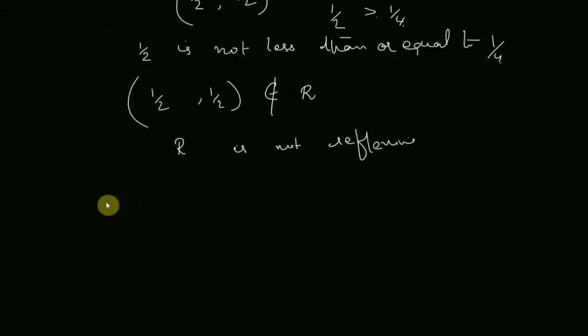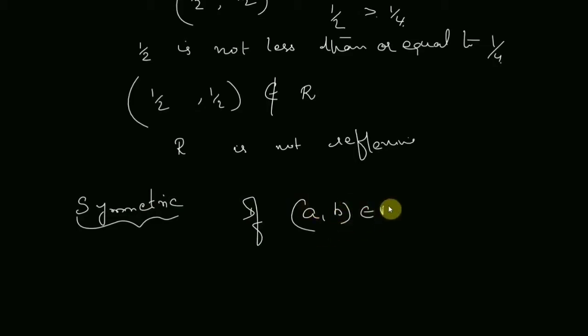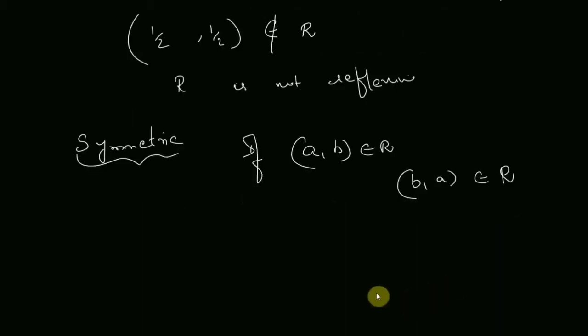Now let us check whether it is symmetric. What is the condition for symmetric? If (a, b) belongs to R, we have to check whether (b, a) belongs to R. Let us take another example. Suppose (1, 4) belongs to R. Why (1, 4)? 1 is less than or equal to 16. 1 is less than 16. So it belongs to R.